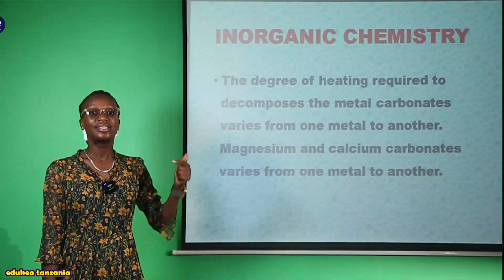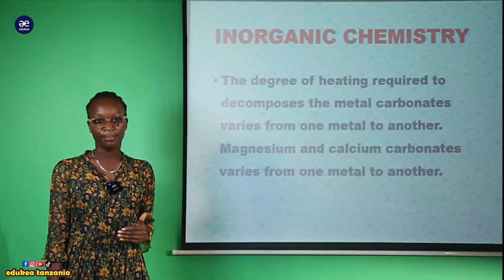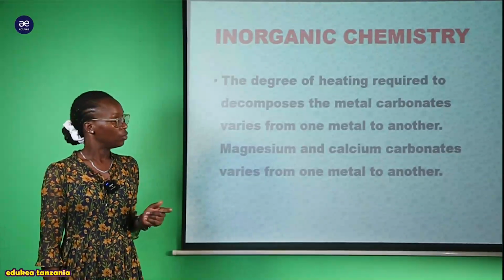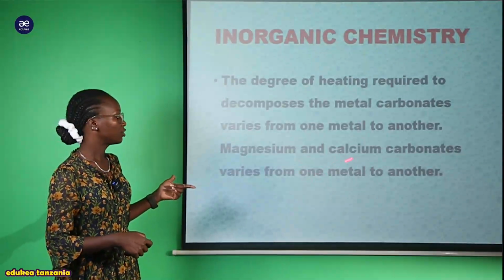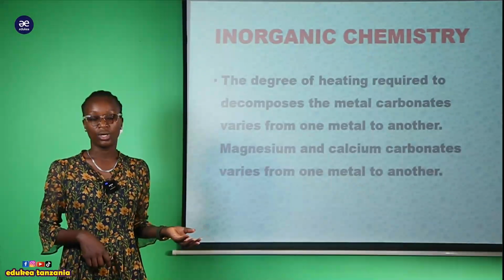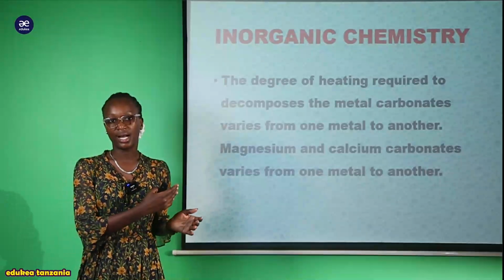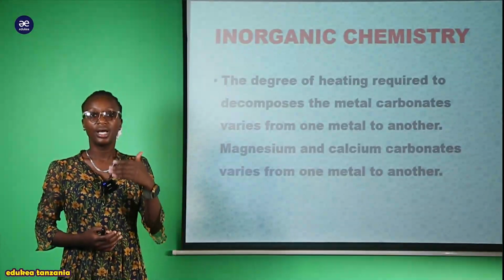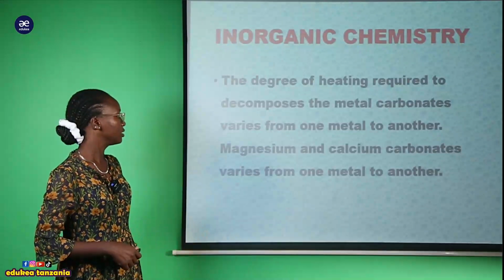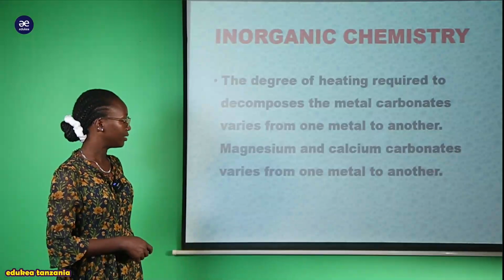Why? Because it depend on their element. Calcium and magnesium is a different element, though we are talking about carbonate. You have to note this. Hakikisha unainoti hii. Unaweza kukutana na swali. Kumbuka inorganic ni maswali ya kujieleza tu. Akataka reason why this degree of heating ina vary katika effect of the heat on carbonates. So this is the reason, simply because they vary from one metal to another.